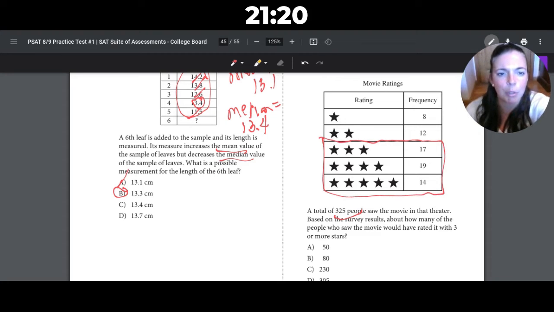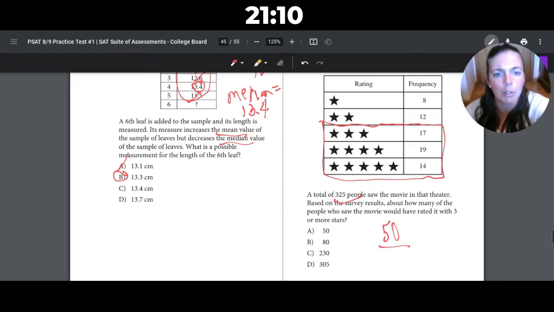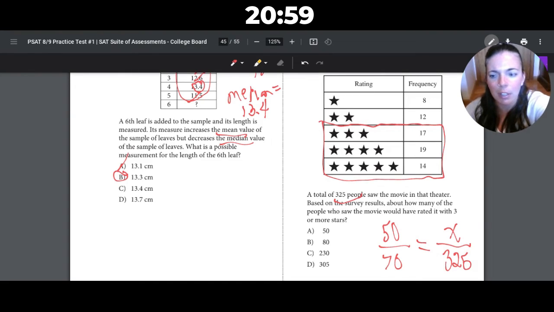All right, so let's see. How many people rated it 3 or more? So 17 plus 19 plus 14. If we add that together in a calculator, that gives us 50 out of how many total? 8 plus 12 is 20, so there's 70 total. That has to be equal to the amount of people that would give it 3 or more stars, so let's call that X, over the 325 people that saw it in total.